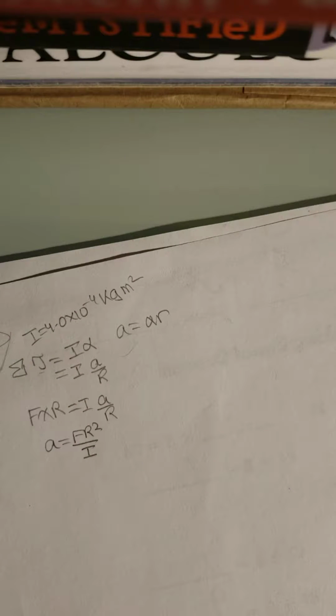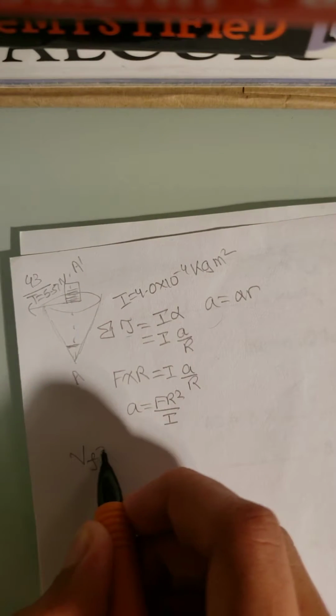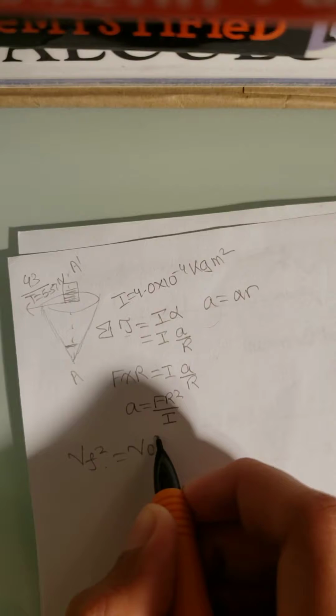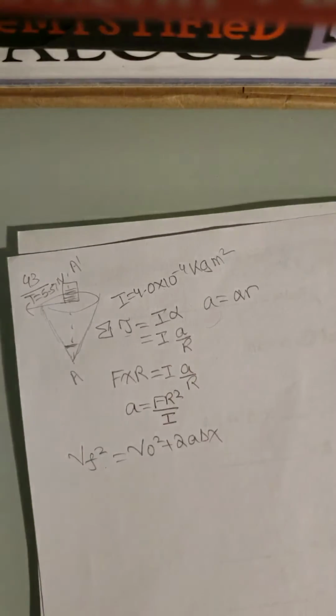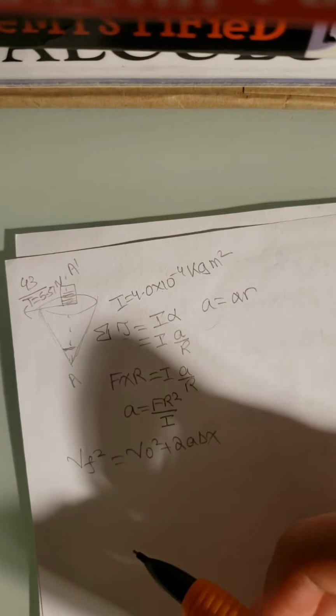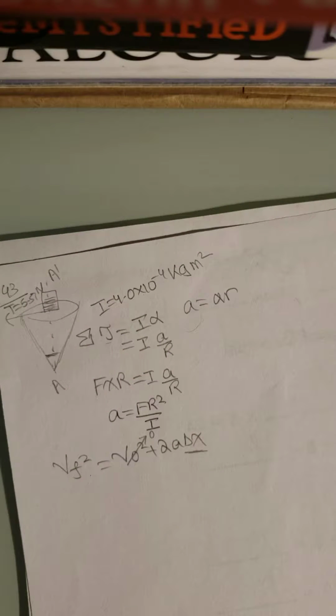Following that, we can set up our basic kinematic, which says v final squared equals v initial squared plus 2 acceleration times your displacement. Since we know that the top started from rest, this just goes to 0. And the delta x is just going to be 0.080 meters, right? Since it's being pulled 80 centimeters.